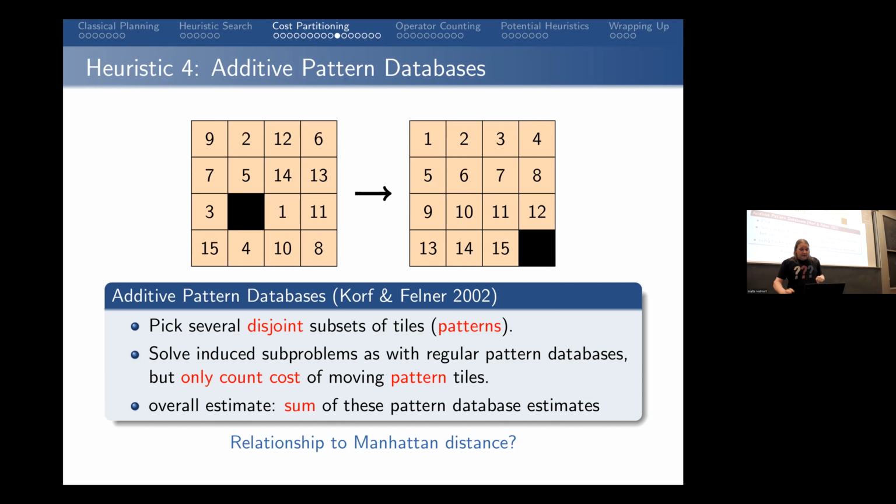Well, the original idea in this last heuristic I want to talk about, additive pattern databases. Again, Richard Korf was involved in this, who also came up with IDA star, and Ariel Felner, a very, very influential idea, is to pick several subsets of tiles and make them disjoint. So partition the tiles, essentially. You usually want to use every tile in some pattern. Now you get these subproblems, and you solve them like you do with regular pattern databases, but in a slightly different way. Namely, in your simplified problem, you're only counting the moves that actually change a tile in the pattern.